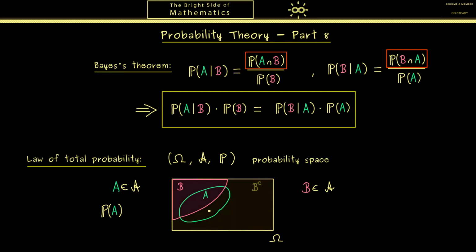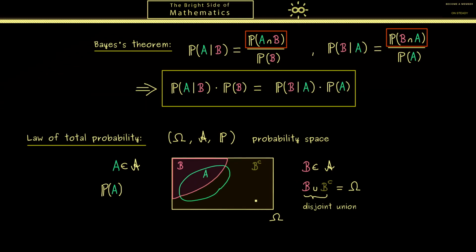We get this because we have the set B and the complement of B. And of course both together in a union give us the whole sample space Omega. Important to note here is that this is indeed a disjoint union. Therefore this division works no matter which event A we choose. And this is now what we can put into a formula.